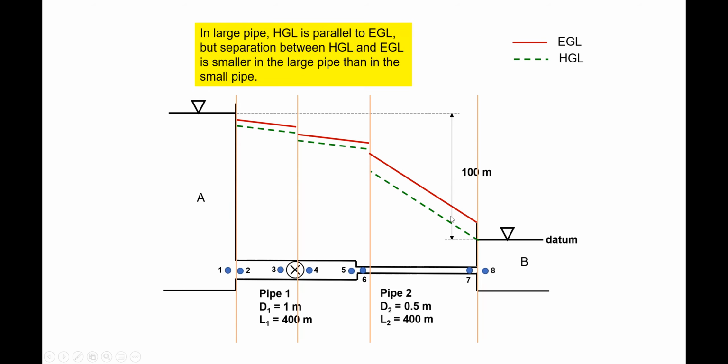Now we can draw the hydraulic grade line as parallel to the energy grade line above. And you'll notice that the separation between the two is going to be smaller. Let's take a second to think why that is. Why is the difference between the energy and hydraulic grade line smaller here than it is here for these two different pipes?